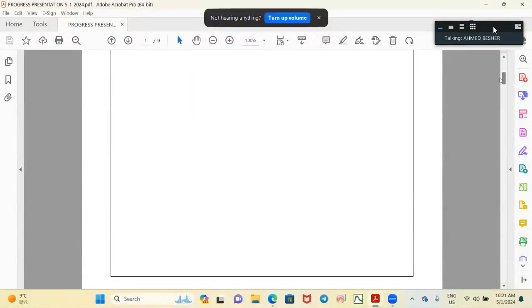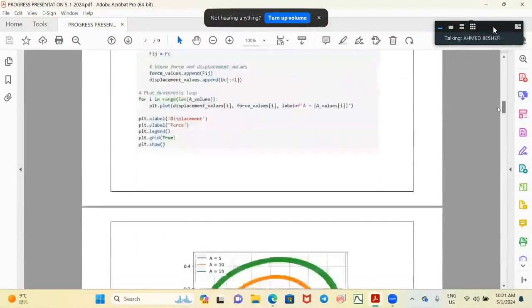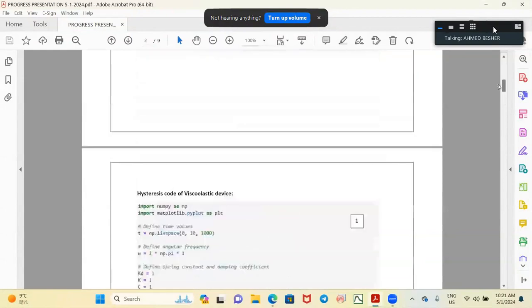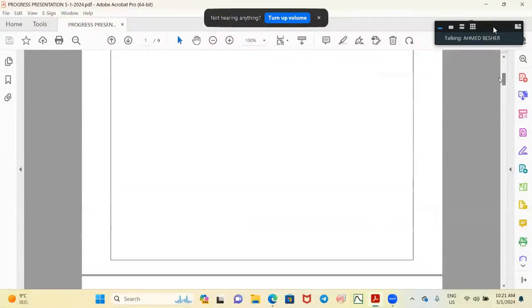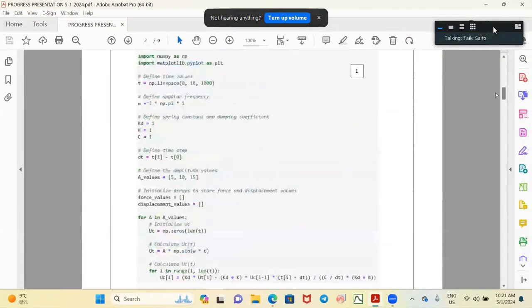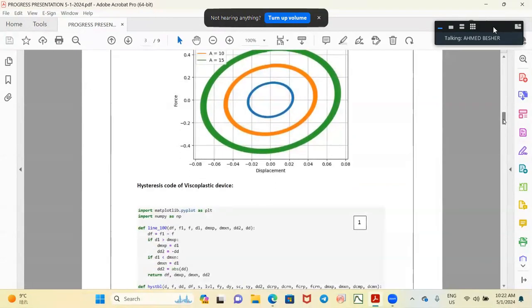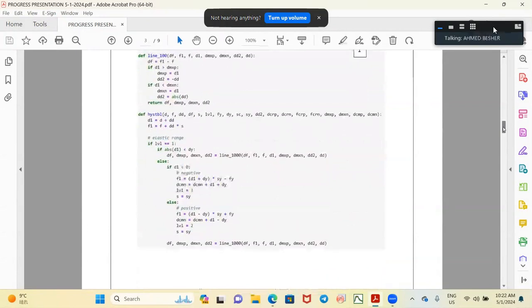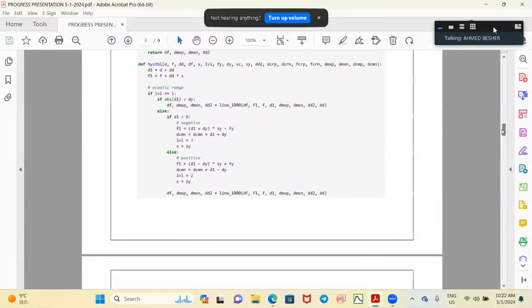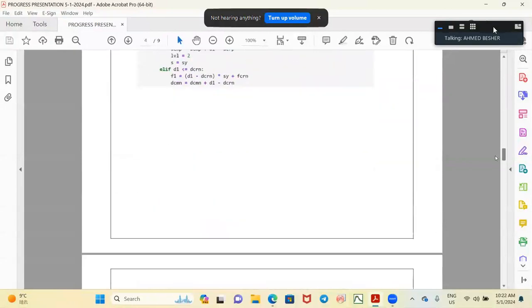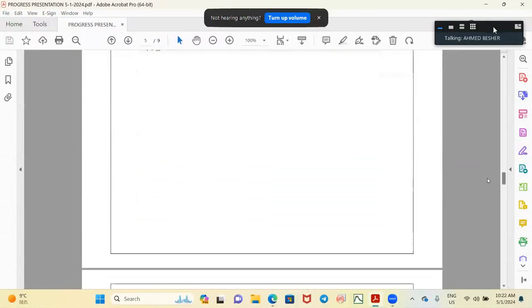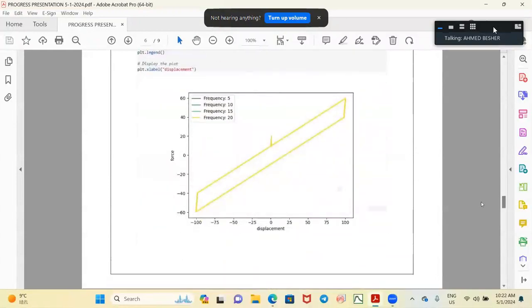First, I created the hysteresis for the first code for the viscoelastic device, which is this one, and this is the graph for many amplitudes. Also, I created the code for the viscoplastic, and it was like this.